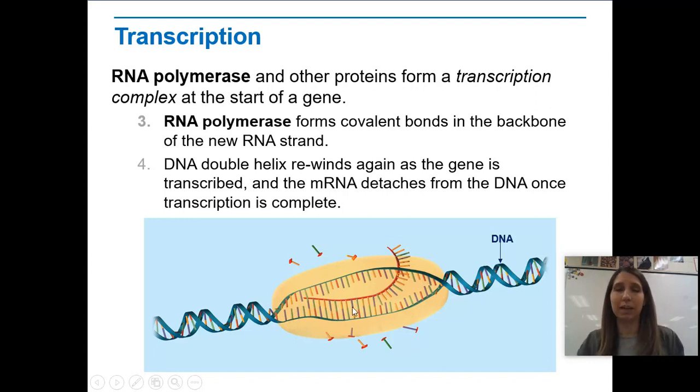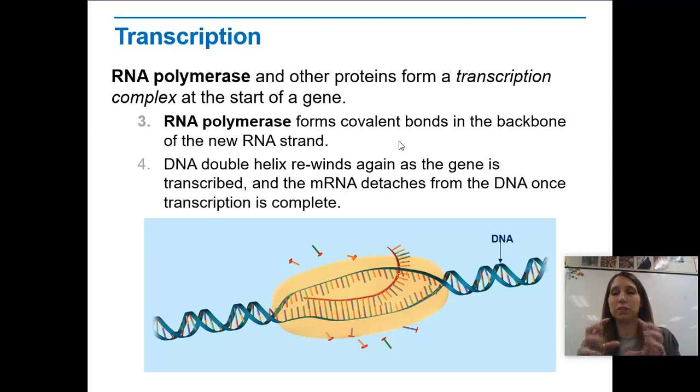Similar again to replication, we also have a polymerase enzyme that's part of this process. In this case, we call it RNA polymerase because its job is to form the backbone in RNA molecules. So it's going to form covalent bonds between the sugars and phosphates that make up the backbone of the new mRNA. Okay, RNA polymerase does not function in replication, just like DNA polymerase does not function here in transcription. So these polymerase enzymes are specific for the types of nucleotides that they interact with. As RNA polymerase does that, this transcription complex will continue to move along that DNA molecule.